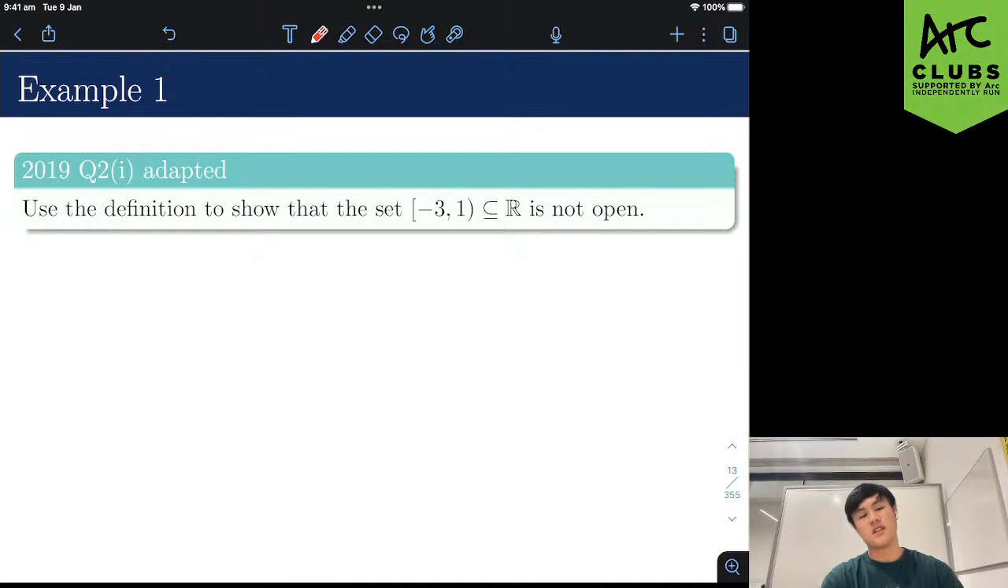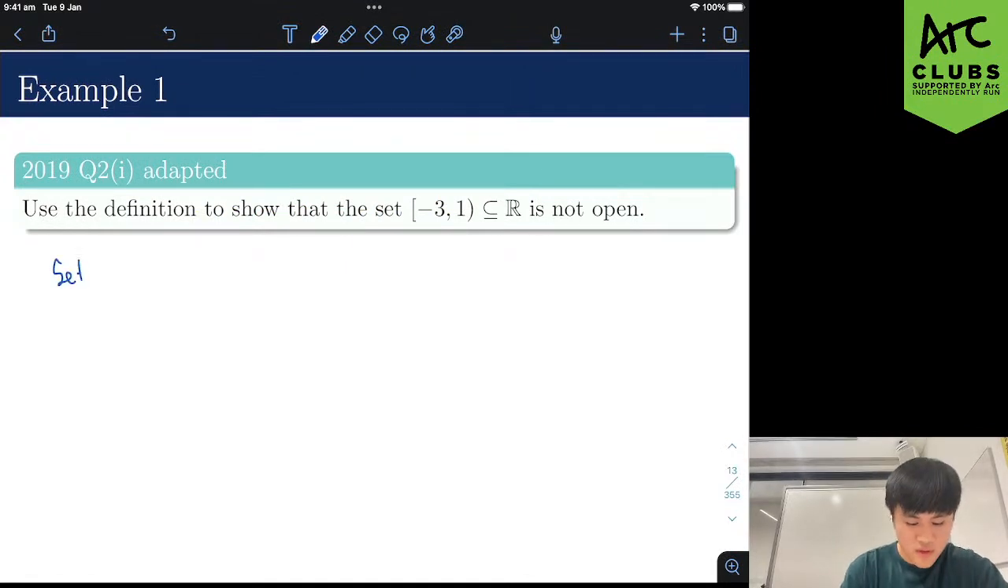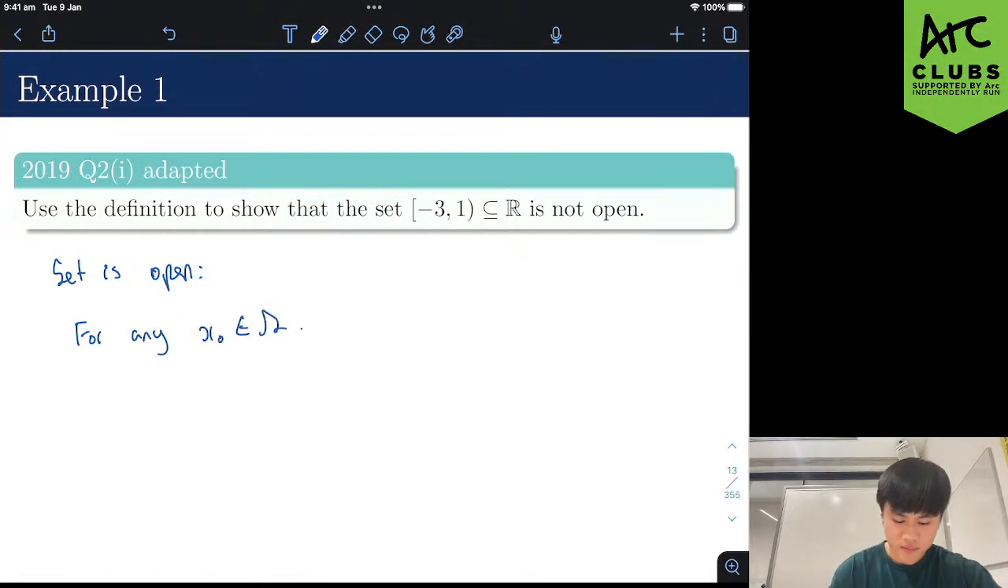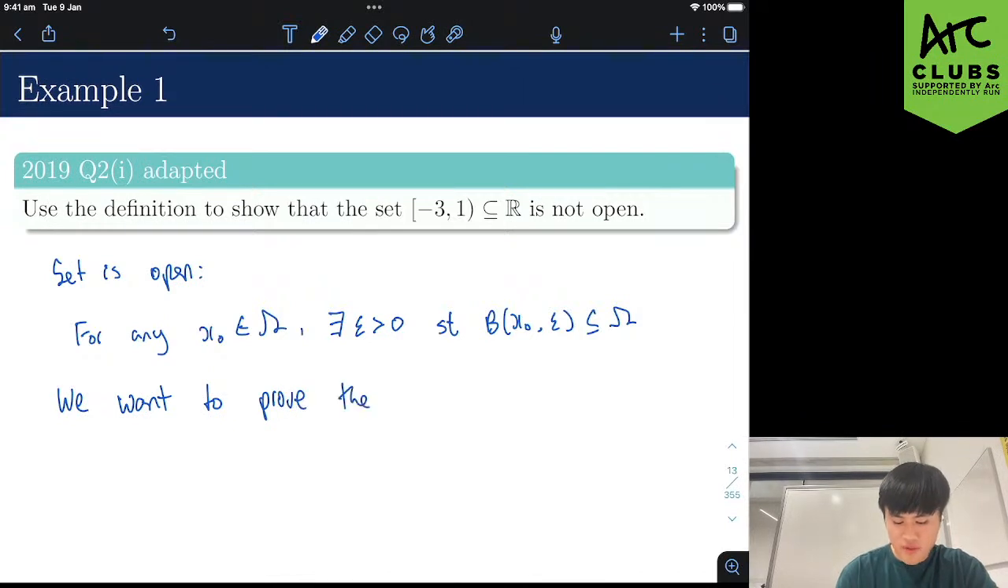For this question, it says use the definition to show that the set from -3 to 1 is not open. So if we think back to what we said earlier, a set is open given this definition: for any x naught which is an element of the set, there exists an epsilon larger than 0, such that the ball centered around x naught with a radius of epsilon is included in omega. So it's a subset of omega. For this question, we want to prove the opposite.